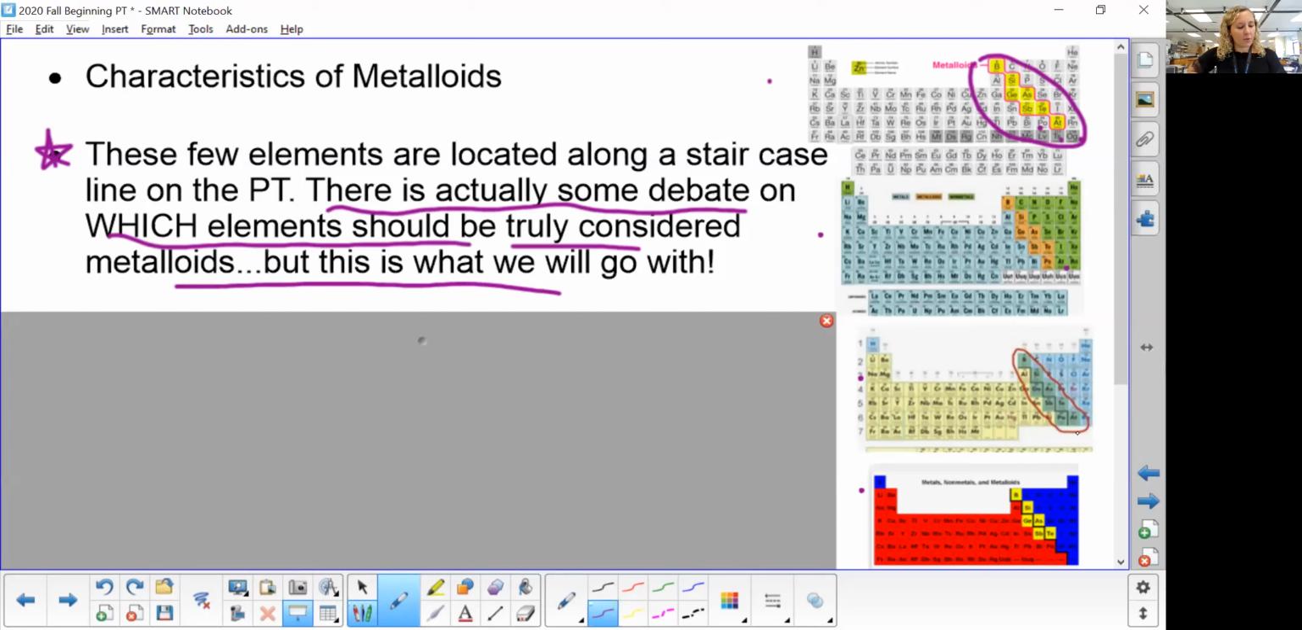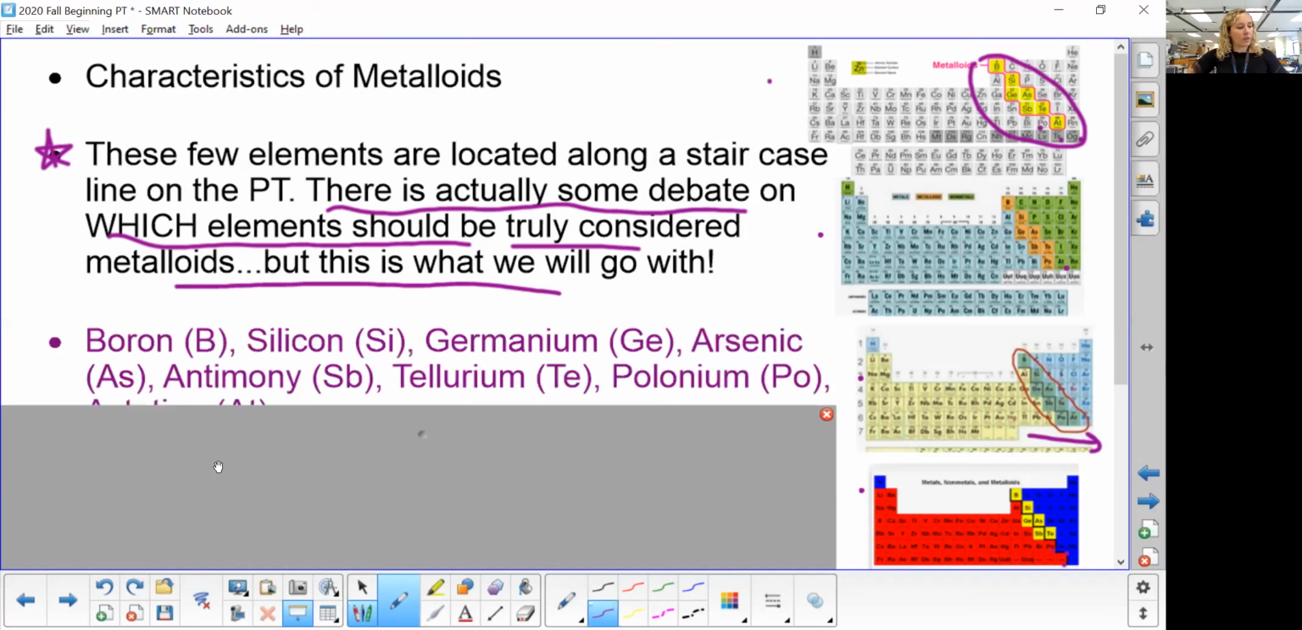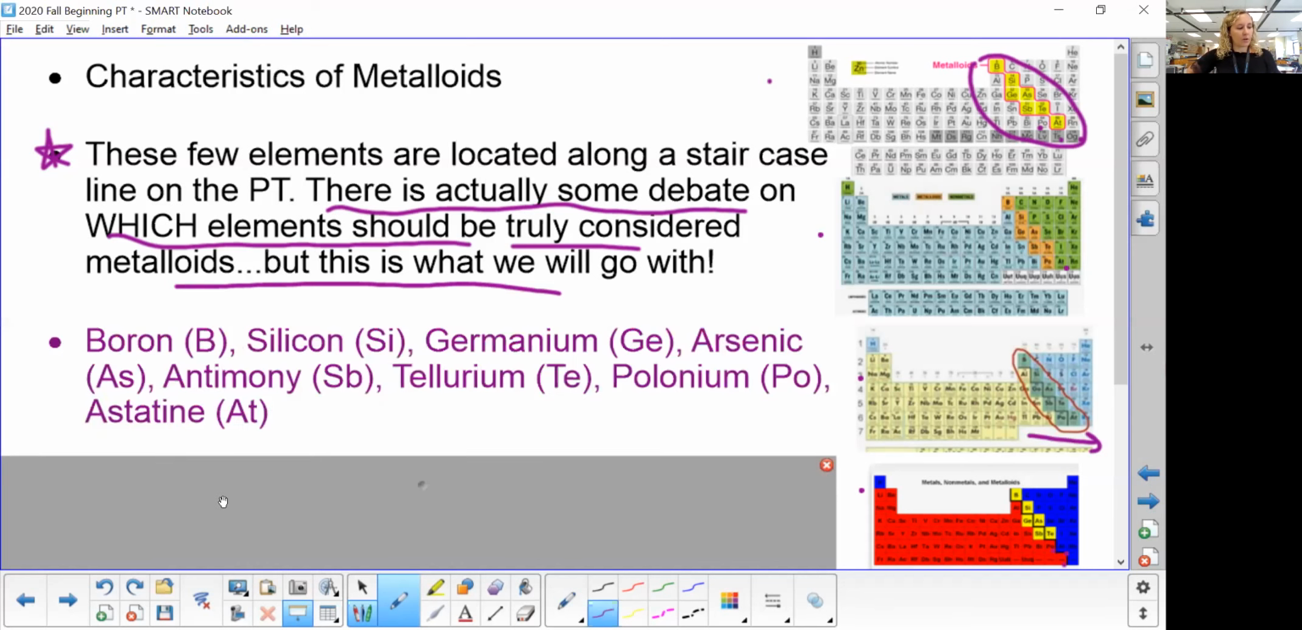Then you've got this one, which matches ours, but this periodic table doesn't have the last row. And then you have this one down here, which doesn't include polonium, astatine, or the other ones. So you see how there's some debate? Different places will tell you different ones. We're going to keep it simple, and we're going to go with boron, silicon, germanium, arsenic, antimony, tellurium, polonium, astatine. You can include tennessine and oganesson if you want.